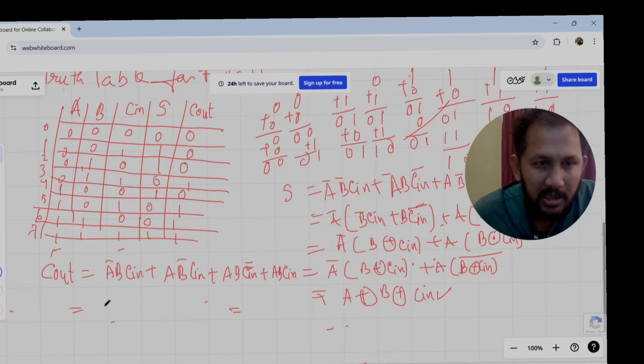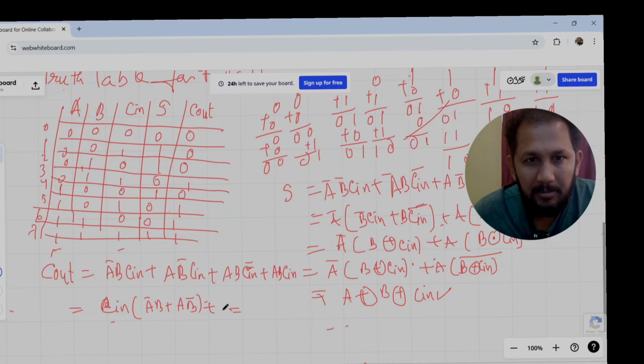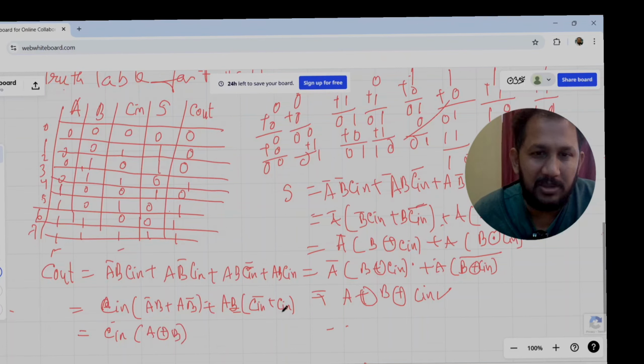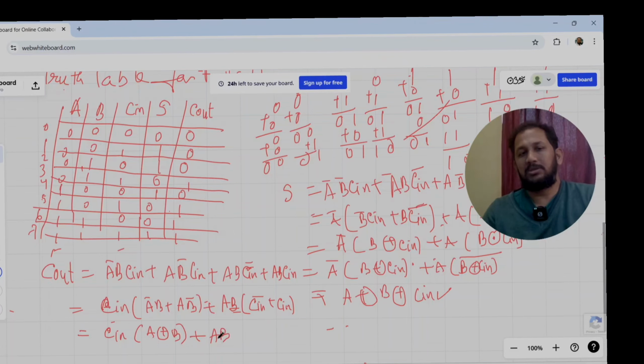Now there is an A bar, and C in is common, so taking C in as common, that means A bar B plus A B bar. Now take AB as common: C in bar plus C in. This is the XOR operation, meaning C in times A XOR B. Now we know that A plus A bar equal to 1, so C in bar plus C in equal to 1, and 1 into AB equals AB. So this is the simplified version of C out.